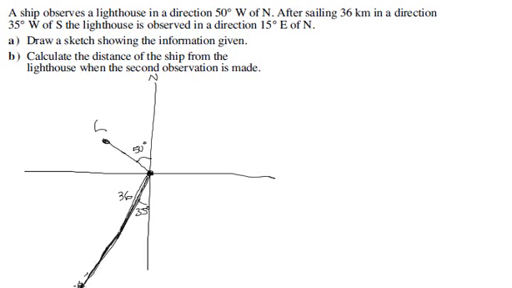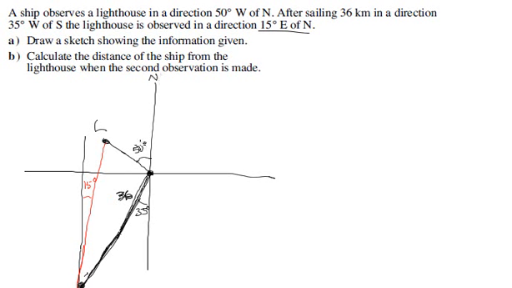What I'm trying to make happen is, they say once the ship is here, and it's gone 36 kilometers, now it has to look 15 degrees east of north, meaning 15 degrees that way. Change the color. There is our line. This is 15 degrees east of north, and that's the way it has to look to see the lighthouse now. So draw a sketch showing the information given. Here it is. It's a little crazy, but that's all the information.